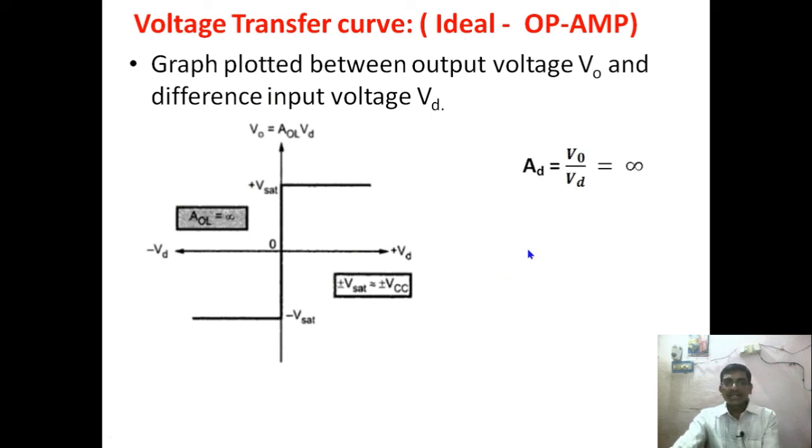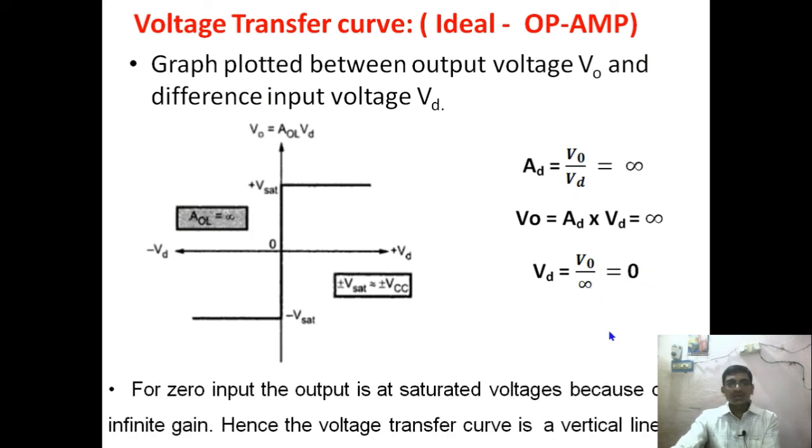And we know AD is equal to V0 divided by Vd, and V0 is equal to AD into Vd if you rearrange this. And we know the AD is infinite, therefore V0 is also infinite. Okay, so Vd must be equal to 0. We know that Vd is equal to V0 by AD, which is infinite, and anything divided by infinite is 0. So Vd is equal to 0, even though for the 0 input, output is saturated voltage because of the infinite gain.